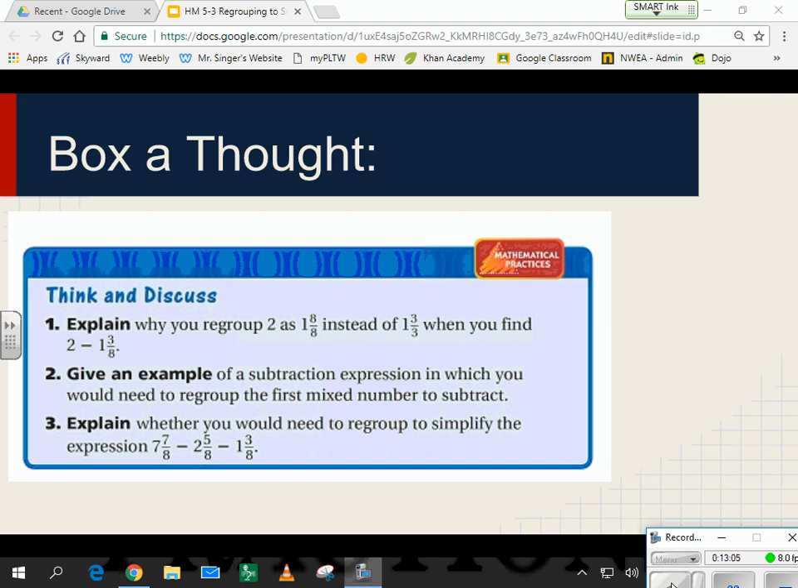And here is your box of thought. Go ahead and answer these as best as you can using full sentences, and I'll check them at the end.